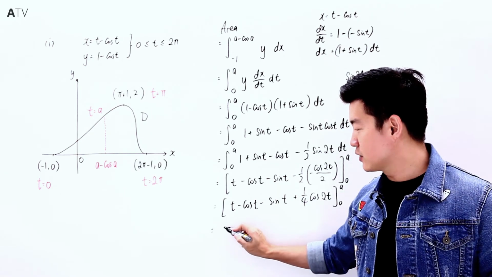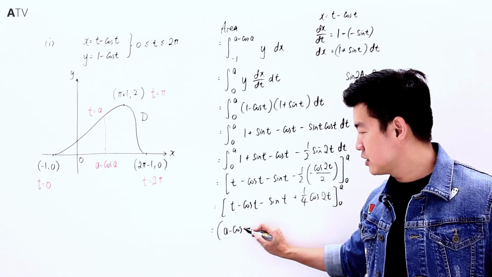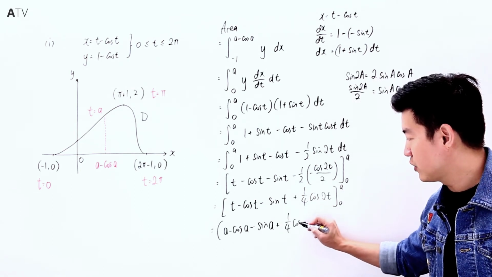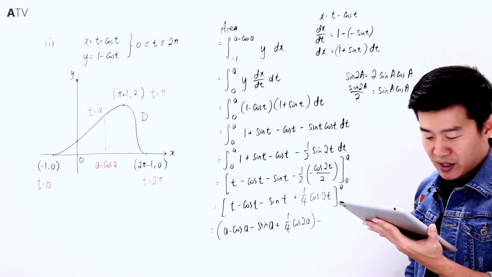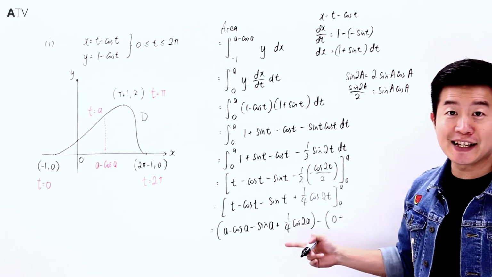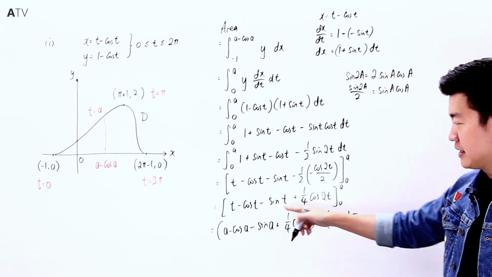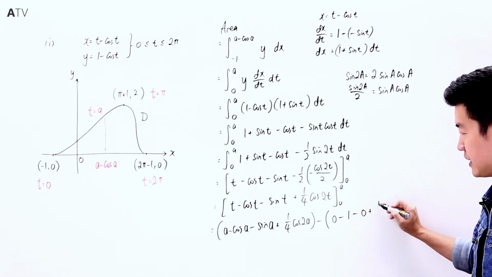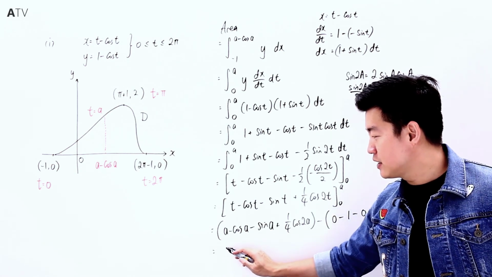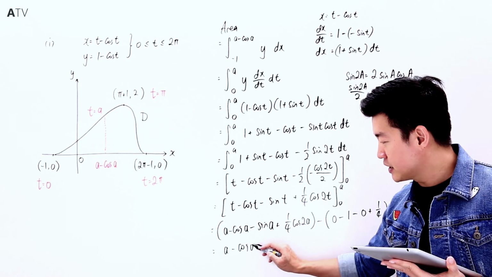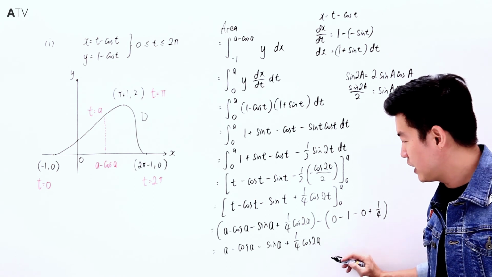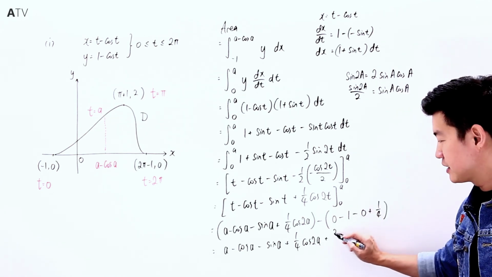Substituting a in, it is going to be a minus cosine a minus sine a plus 1/4 of cosine 2a. Minus away, substituting 0 in, it will be 0 minus cosine 0 is 1, so minus 1, minus sine 0 is 0, plus 1/4 of cosine 0 is 1. So I have this, which means that my final answer will be a minus cosine a minus sine a plus 1/4 cosine 2a, and here it is going to be plus 3/4.